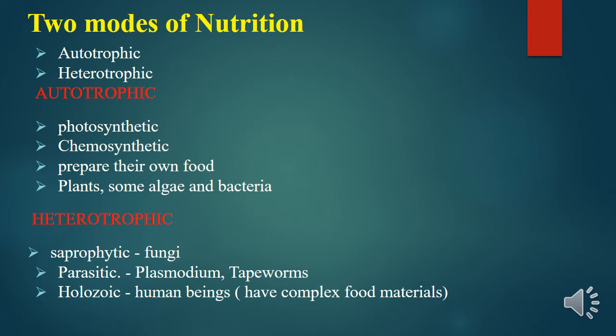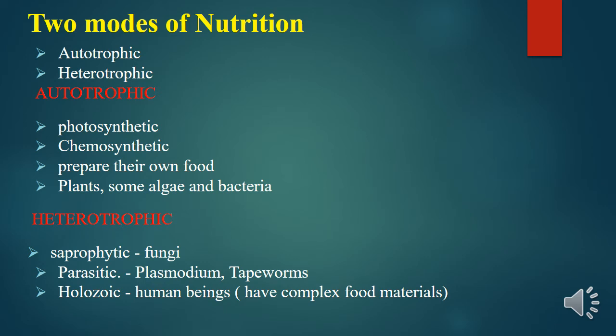Whereas the second one is the chemosynthetic type of nutrition, where it takes place in some bacteria, or we call them chemosynthetic bacteria. So the chemicals present inside the bacteria help to obtain the food or nutrition for their life activities. We call it chemosynthetic nutrition.